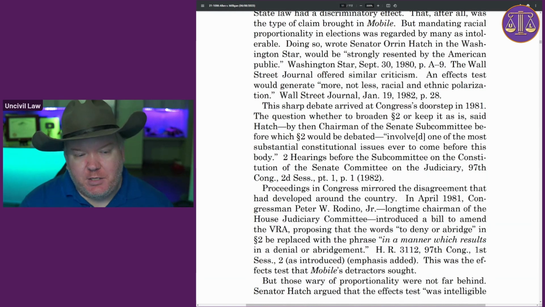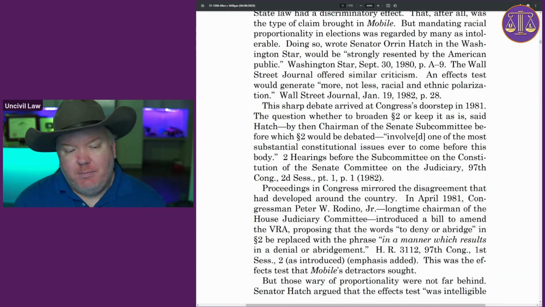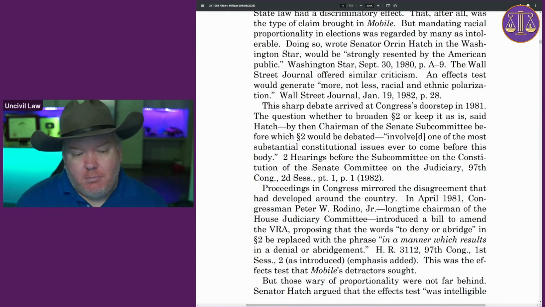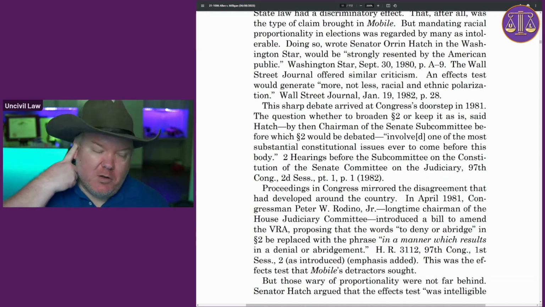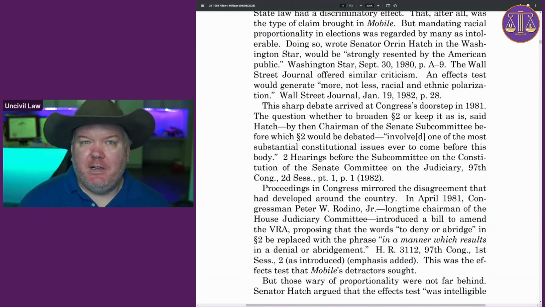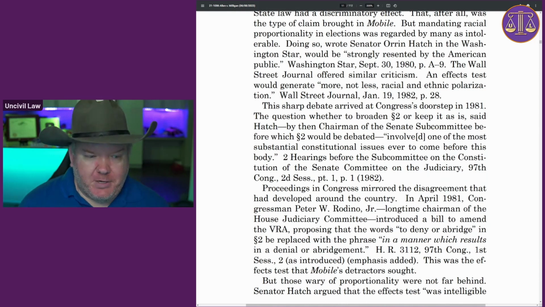Proceedings in Congress mirrored the disagreement that had developed. In 1981, a congressional chairman introduced a bill to amend the Voting Rights Act, proposing the words "deny or abridge" be replaced with a phrase: "in a manner which results in denying or abridging." Okay, great. Congress is now having the exact same debate. Great. Go figure out which one you want and then tell me about it, and I'll be happy to do that. That'll be fine. Great.